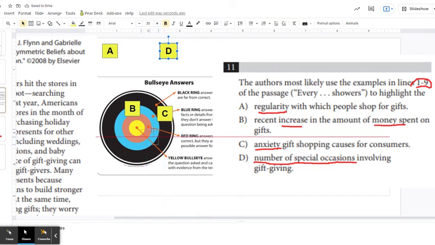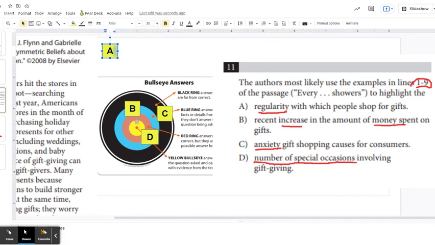because it is highlighting. So I'm going to put D in the red. It does talk about the number of occasions, but the thing that it's highlighting in here is how often we shop for gifts for others. So by using this bullseye and eliminating answer choices, we found the correct answer, A. Tomorrow you're going to have time to practice this process with some multiple choice questions.